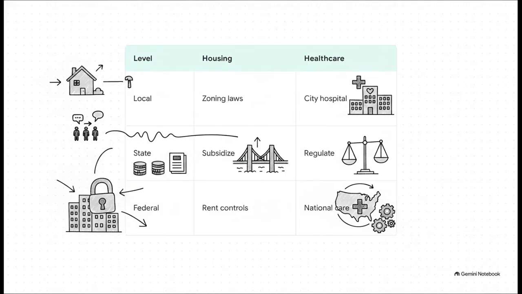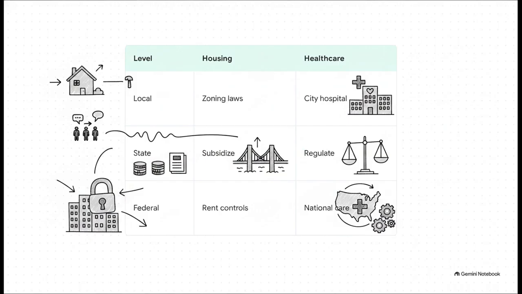Think about it like this. A local city loosening its zoning laws, a state subsidizing construction, and Washington imposing national rent controls. Yes, those are all government actions, but they are definitely not the same action just performed at different volumes. They operate at completely different scales. Same with healthcare. Supporting a city-owned hospital doesn't mean you automatically support a massive national healthcare system.